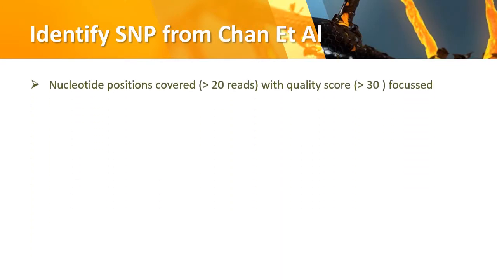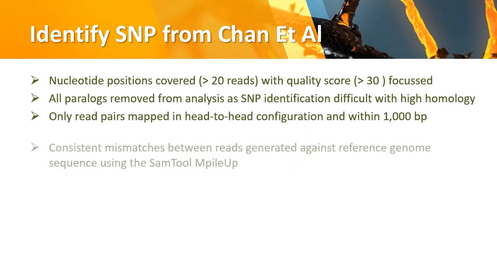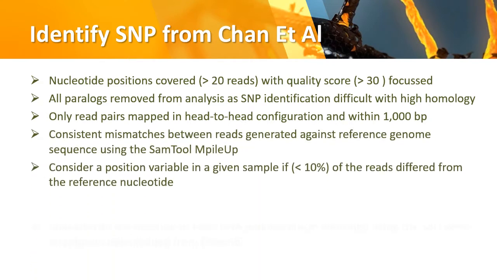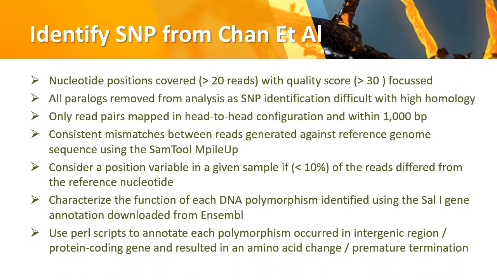In identifying SNPs from Chan et al., nucleotide positions covered by at least 20 reads with a quality score greater than 30 were focused on. Consider only read pairs that map in head-to-head configuration. Characterize the function of each DNA polymorphism identified using the Salvador 1 gene annotation downloaded from Ensembl.